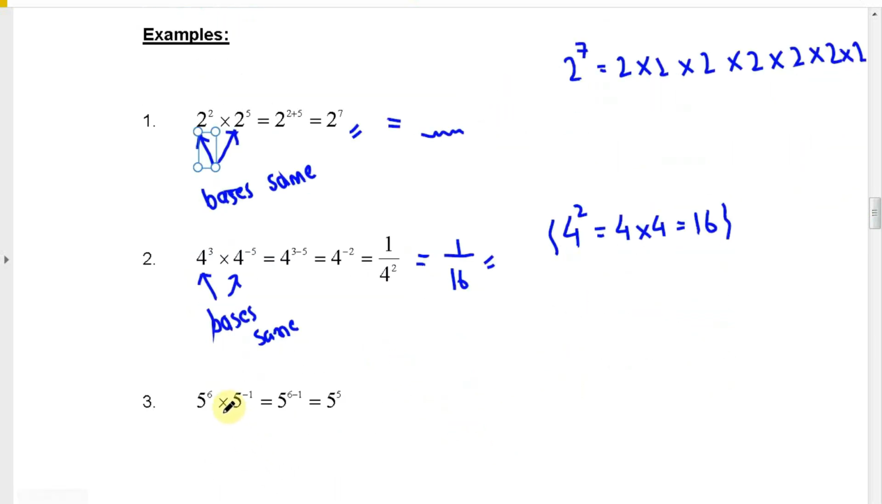Let's have a go at this one. 5 to the power 6 times 5 to the power minus 1. So once again, the base numbers are the same. So the bases are indeed the same. And when we multiply, we add the powers. So that is the same as 5 to the power 6 plus minus 1, or 6 minus 1. 6 minus 1 is 5. So it's the same as 5 to the power 5, and I'm sure you can calculate that.